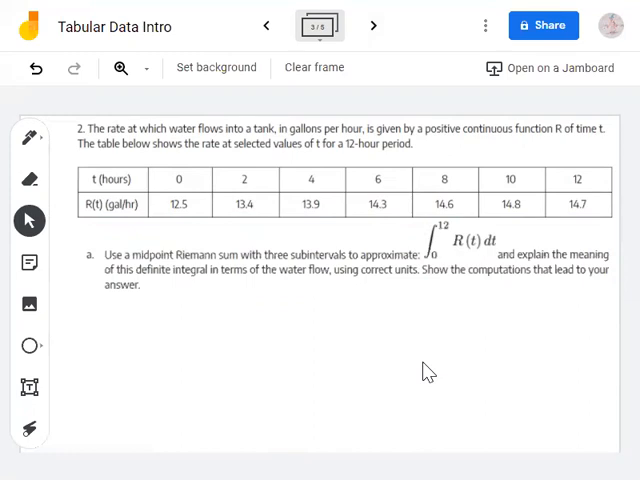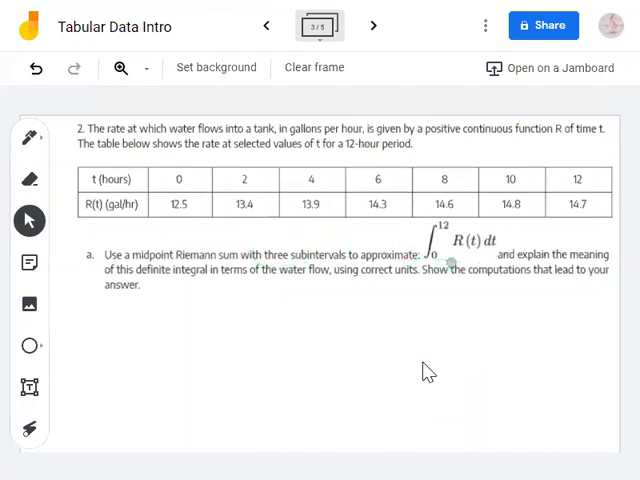Okay. So, 2. The rate at which water flows into a tank in gallons per hour is given by a positive continuous function r of time t. The table below shows the rate at selected values of t for a 12-hour period. So we have time and then r of t, which is a rate, gallons per hour. So we're going to use a midpoint Riemann sum with 3 subintervals to approximate this integral.